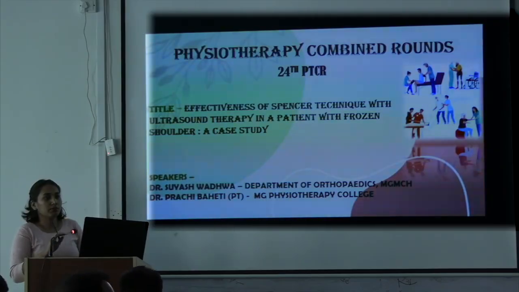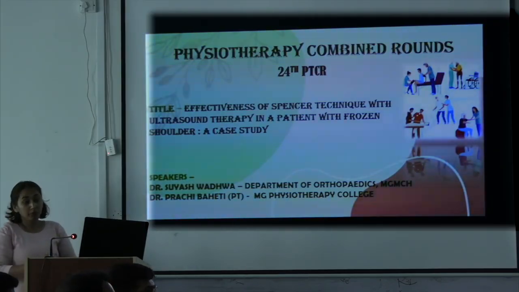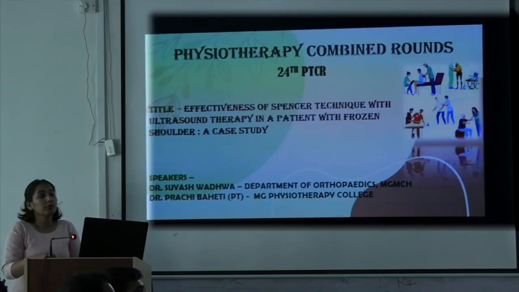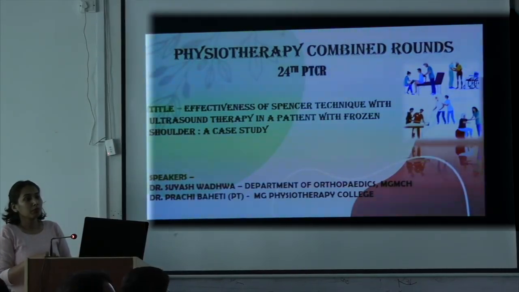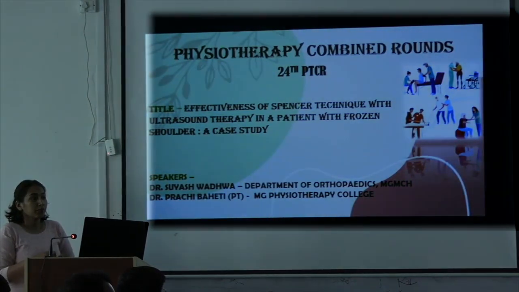Yes, this is up to the patient's condition. If a patient has tenderness or a tender point, we can use the ultrasound. If there is no pain, no tenderness, and the range of motion has improved, we will stop the ultrasound therapy at 2.5 weeks or till 2 weeks.